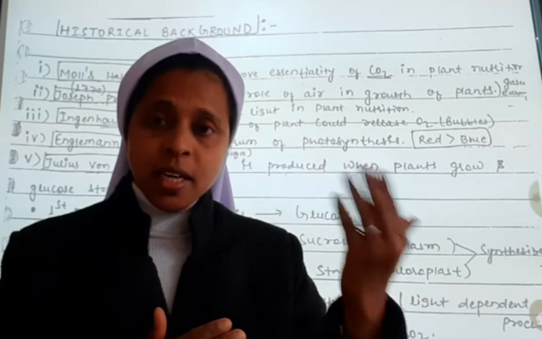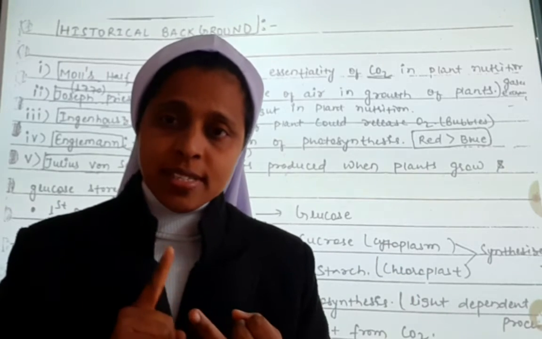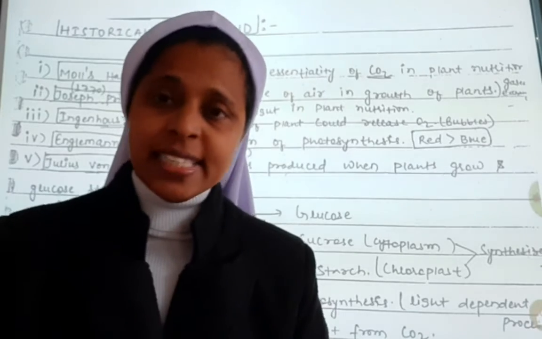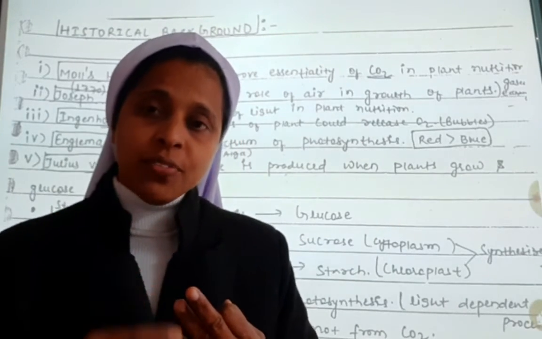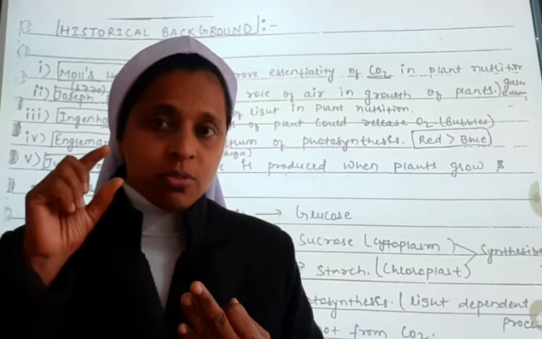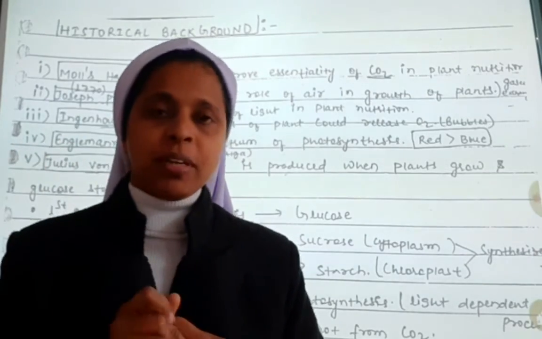So somebody is telling about the essentiality of carbon dioxide, some are telling the essential role of air in plant growth, some are telling the essential role of light in plant growth. So these are the important things we have to remember. Which scientist has described which experiment, you need not learn; you have to learn what importance they have given and what they have shown through that experiment.